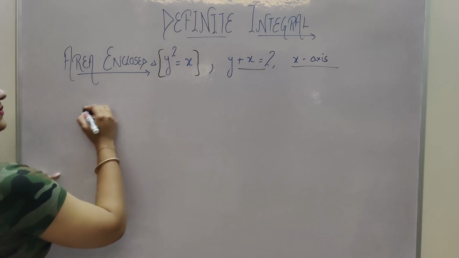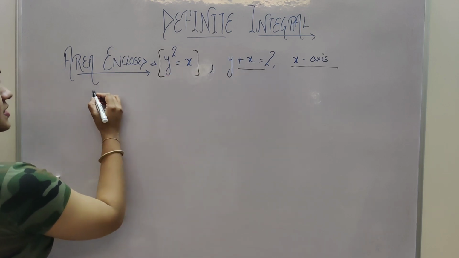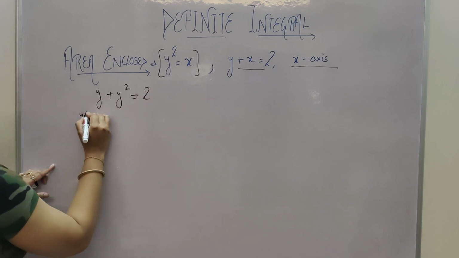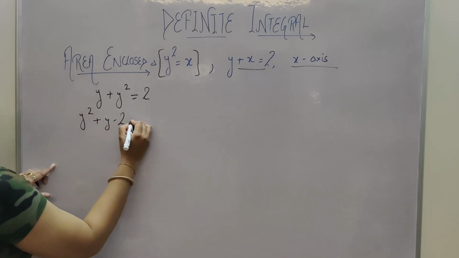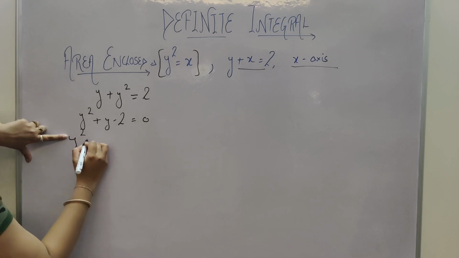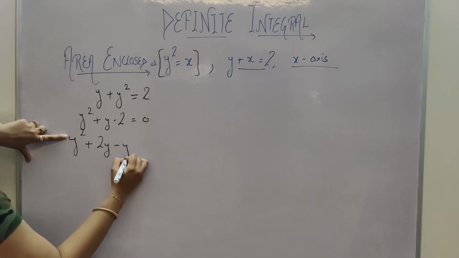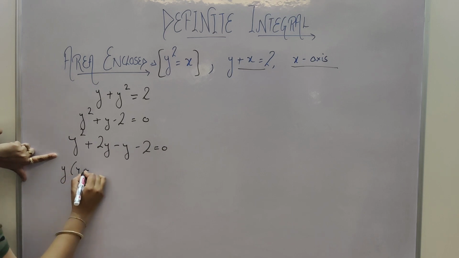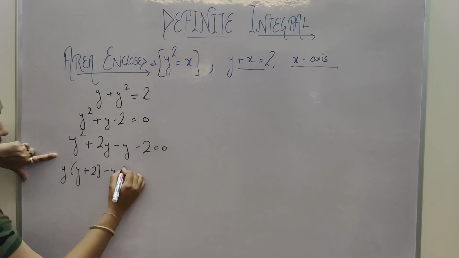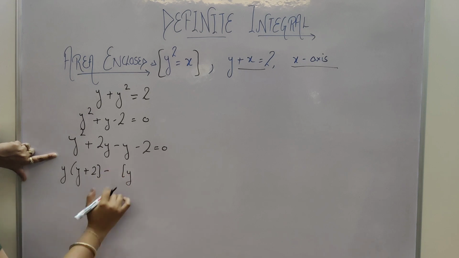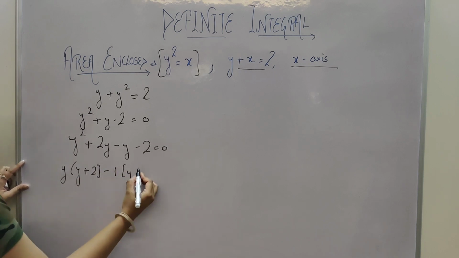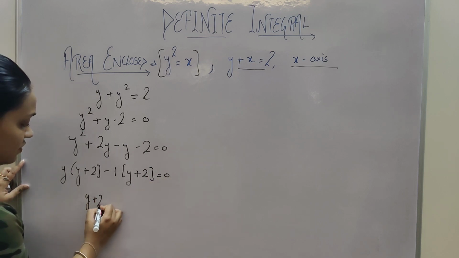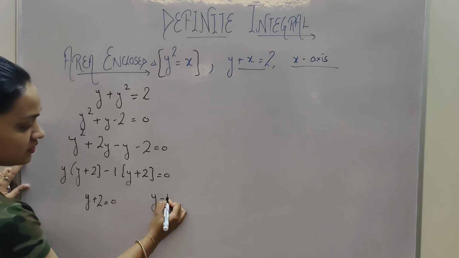which comes putting the value of x in this, y plus y ka square is equals to 2, y ka square plus y minus 2 is equals to 0, y square plus 2y minus y minus 2 is equals to 0, y plus 2 minus y minus 1, y plus 2 is equals to 0, y minus 1 is equals to 0.